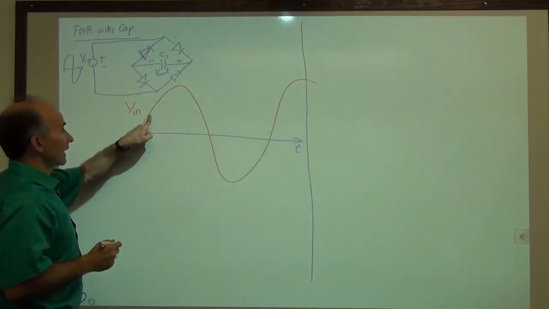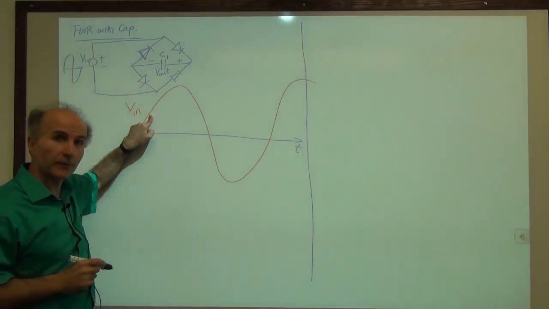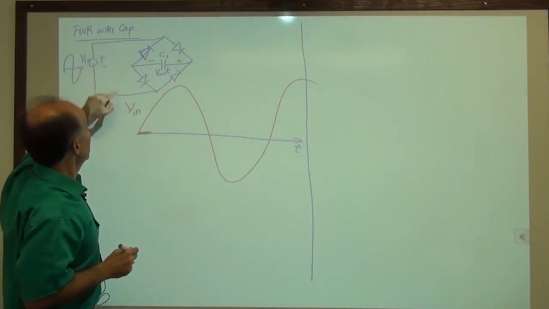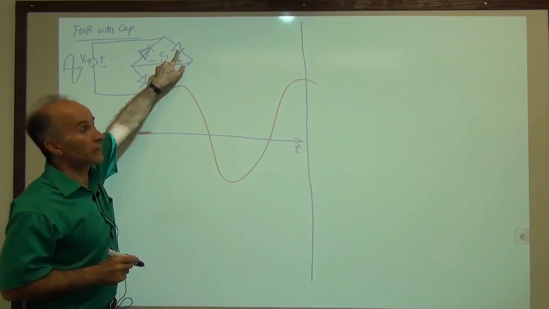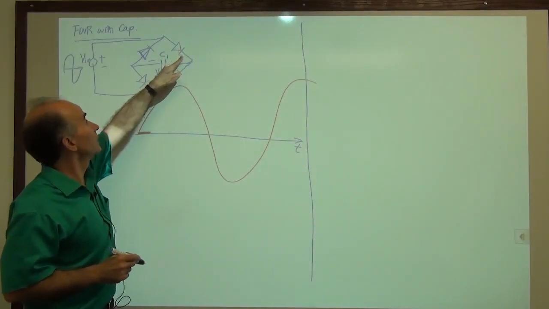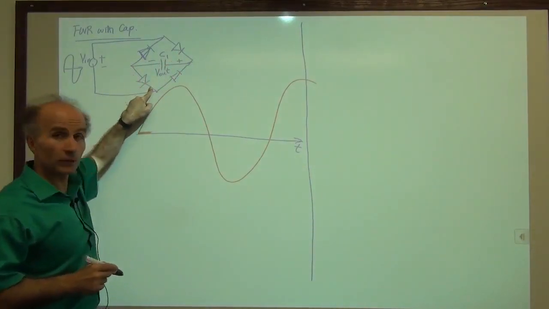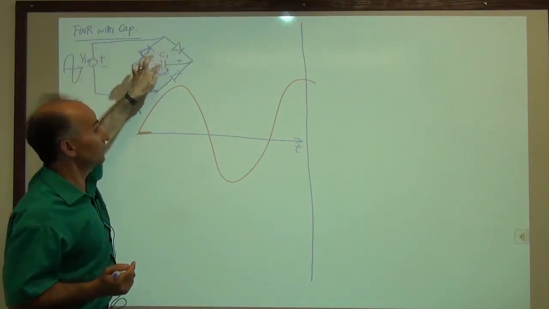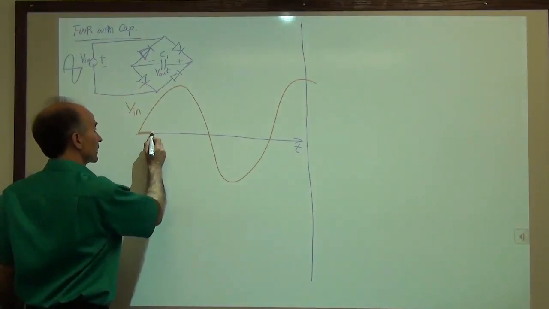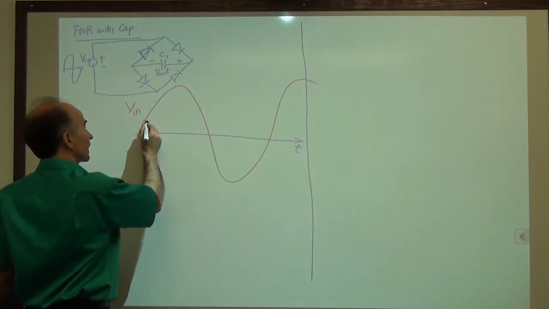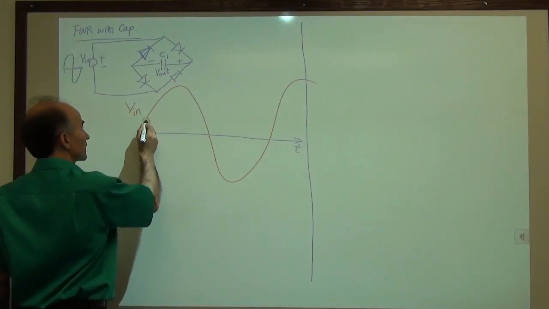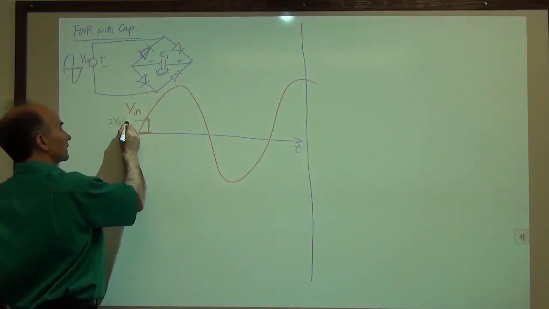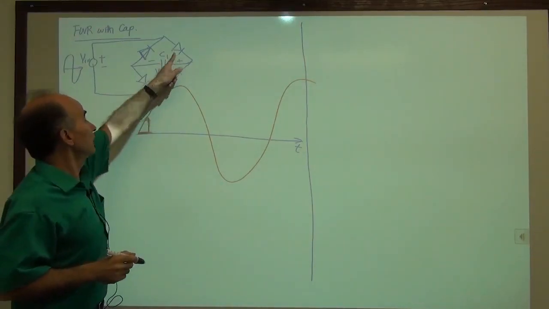And once Vin reaches a sufficient voltage, how much is that voltage? What voltage do we need from here to here to turn on the diodes? We need to turn on this diode and this diode. So we need two diode drops at the input to turn on these two diodes. So once the input reaches 2 VD on, then this diode and this diode turn on.